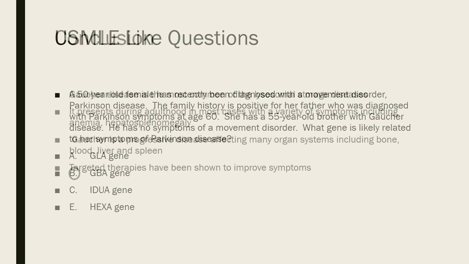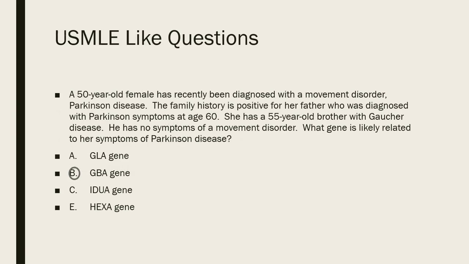Of course, unfortunately, this shows the answer, but a 50-year-old female has recently been diagnosed with a movement disorder, Parkinson's disease. The family history is positive for her father, who was diagnosed with Parkinson's at 60. She has a 55-year-old brother with Gaucher's disease. He has no symptoms of a movement disorder. What gene is likely related to Parkinson's? And this would be this GBA gene.